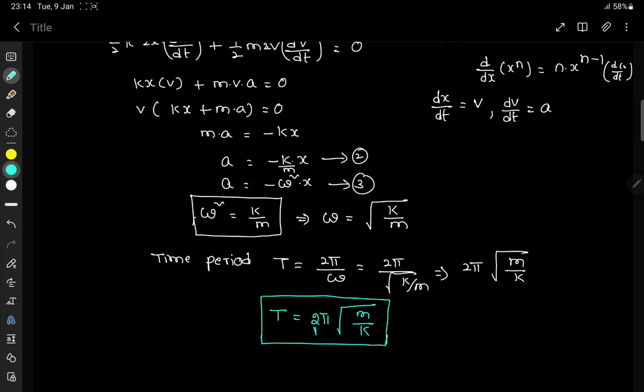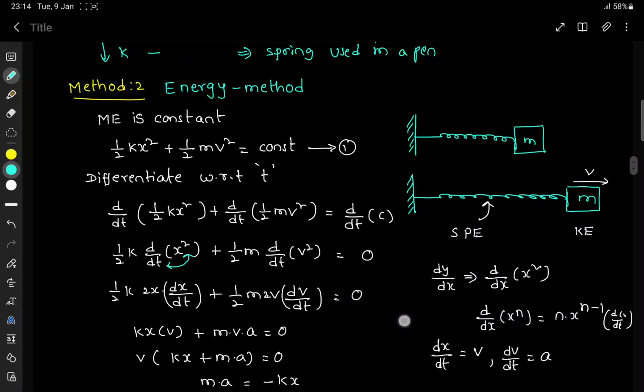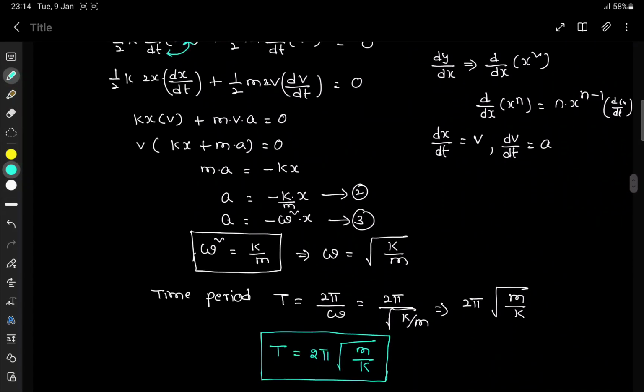The same relations you can understand, directly proportional or inversely proportional, to the square of that physical quantity. Pay attention to understand this. This is the energy method, and we got the time period.